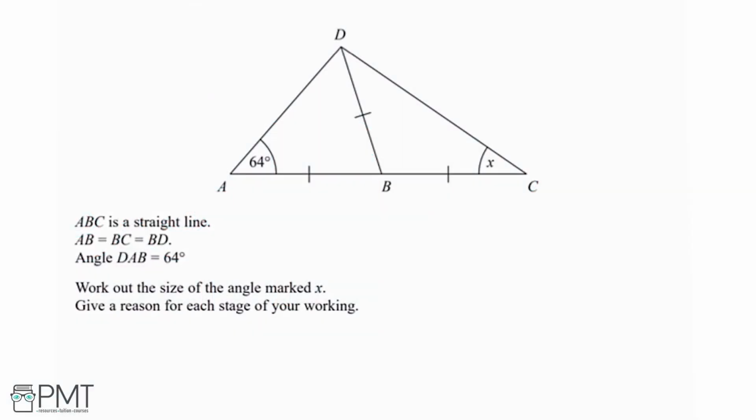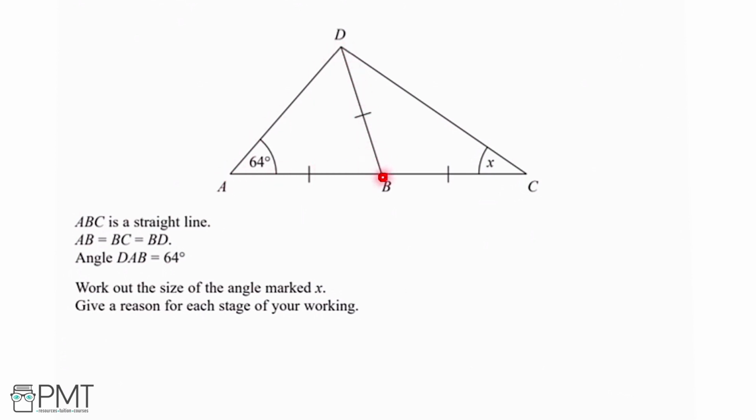ABC is a straight line. AB equals BC, which equals BD. And the angle DAB is 64 degrees. And all this information is represented on the diagram up here. And we need to work out the size of the angle marked X, giving a reason for each stage of our working. The first thing that jumps out to me is this triangle here.